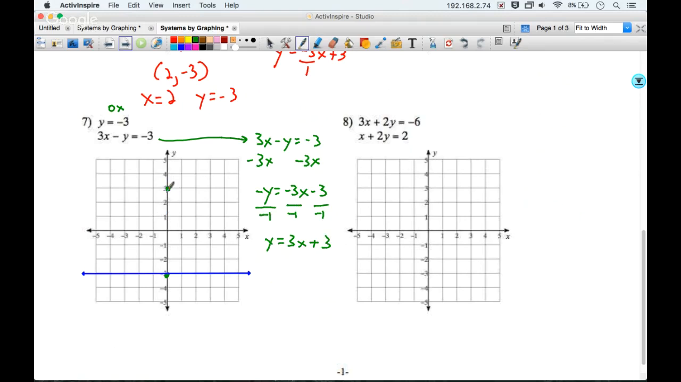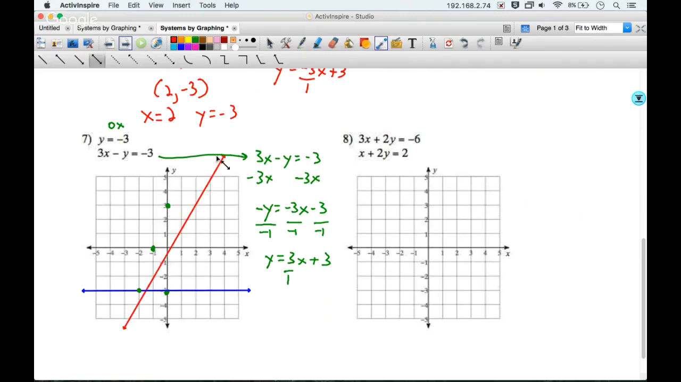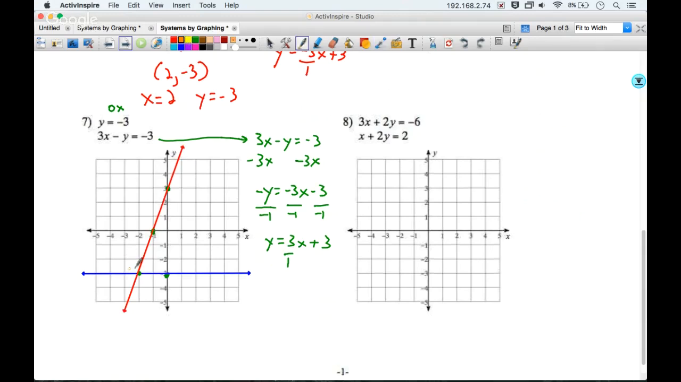Put a point at 3. I can't go up 3 over 1, so I go down 3, right or left 1. Do that one more time, down 3, left 1, and we found our intersection point. Let's just connect up this line to make it look nice. Circle the point of intersection and state that this point is at exactly -2, -3. Or x equals -2, y equals -3.